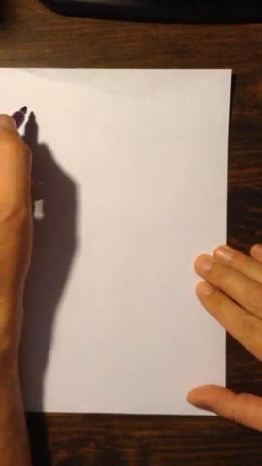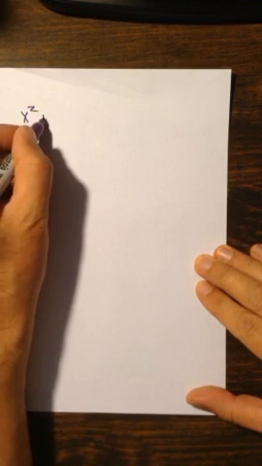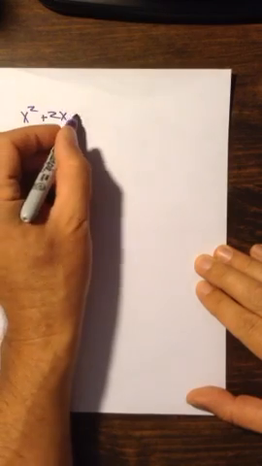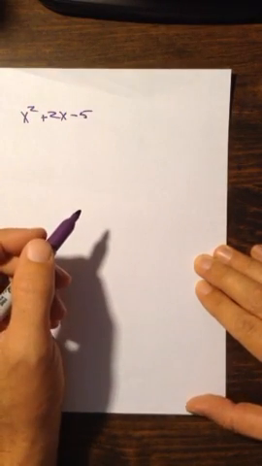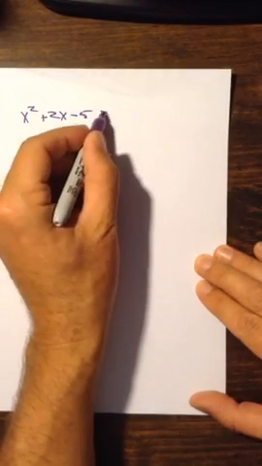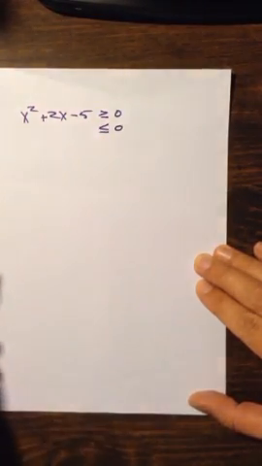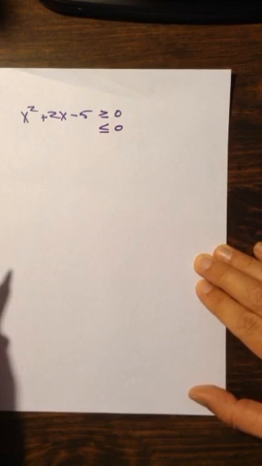Okay, let's say we have something like x squared plus 2x minus 5. We're going to find the domain and range in interval notation where this is greater than or equal to 0 and less than or equal to 0. We're going to look at the domain and range for each. Since this one does not factor, we're going to use the quadratic formula.